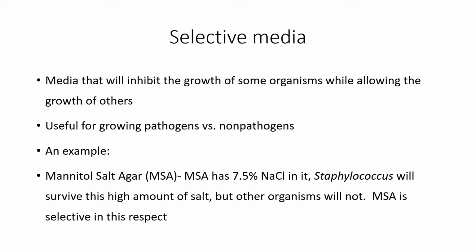Another example of a selective media is called mannitol salt agar, and we're going to be using that when we get to the Staphylococcus laboratory. Mannitol salt agar has 7.5% sodium chloride in it. Staphylococcus can survive that, but other organisms such as Micrococcus cannot. So mannitol salt agar is selective for staph, while it does not grow other things. Okay, so in that respect, mannitol salt agar is selective.